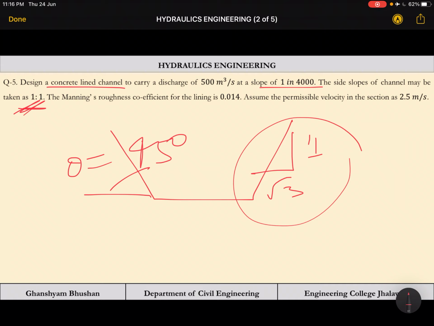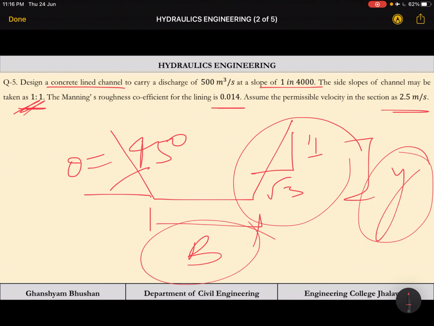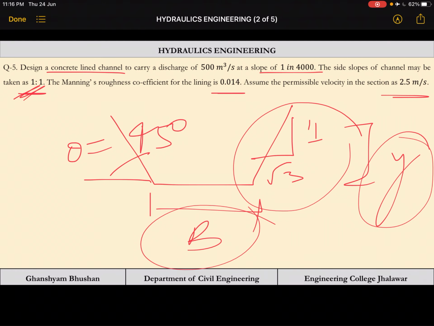So the Manning's roughness coefficient is given. Then we will be using Manning's formula for calculation of the velocity, and permissible velocity is given as 2.5 meter per second. So designing means we have to provide the dimensions of this channel. So what will be the depth of flow, what is the width, side slope is given, so no need to calculate it. So let us see how we are going to do that.